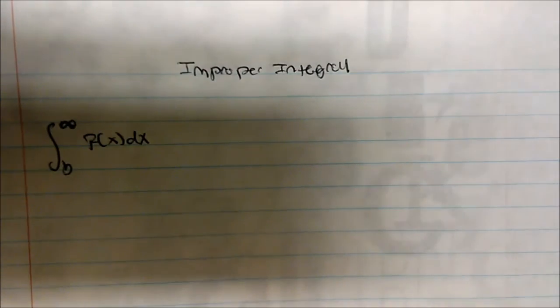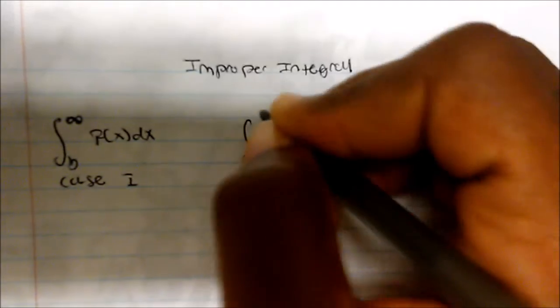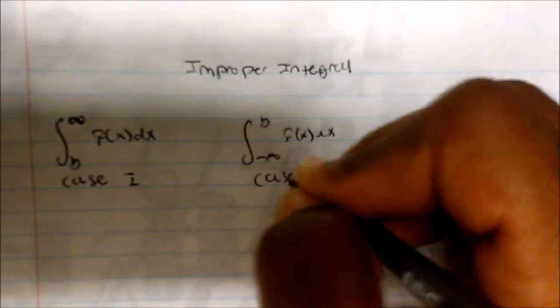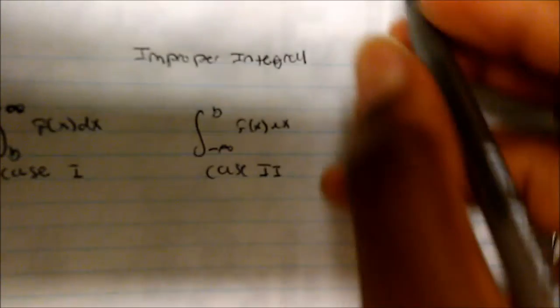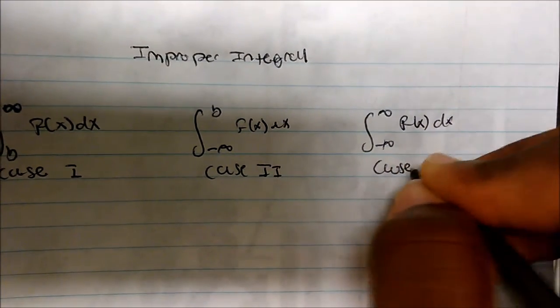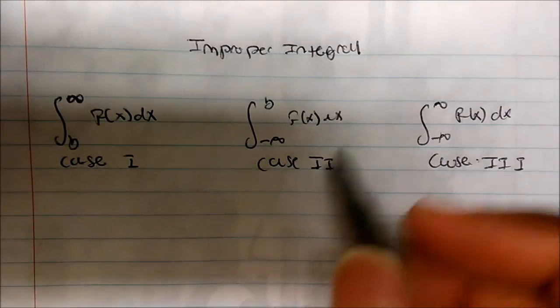And so the three cases are, if we have some sort of integral from b to positive infinity of f of x dx, this is case one. Okay, case two is that we have the integral from negative infinity now to b of f of x dx. So this is case 2. And we could also have the integral from negative infinity to positive infinity of f of x dx. And this is case 3.